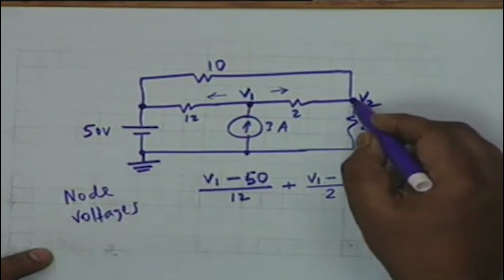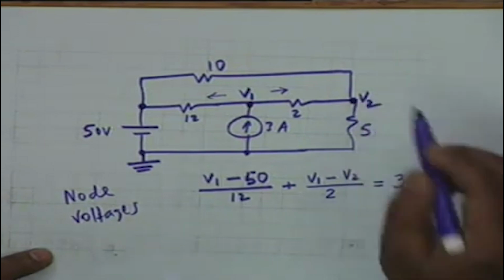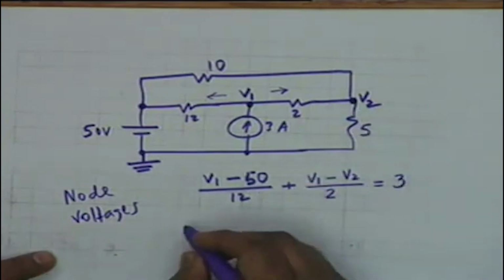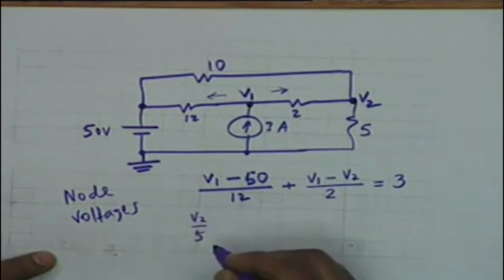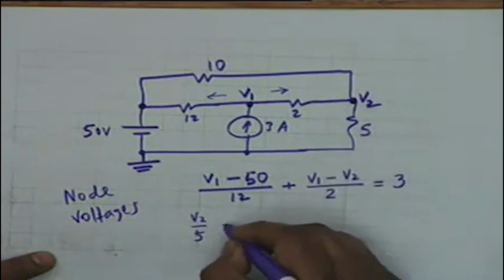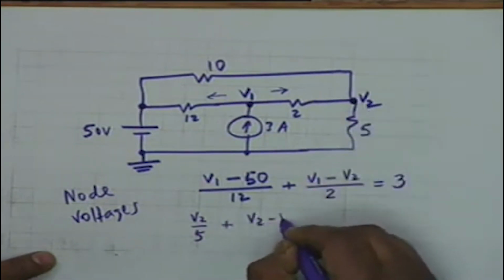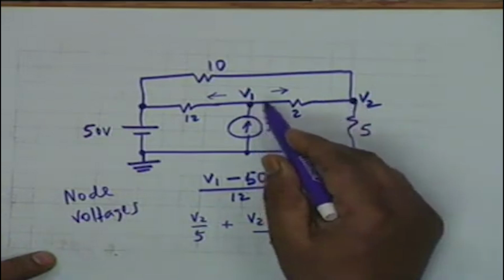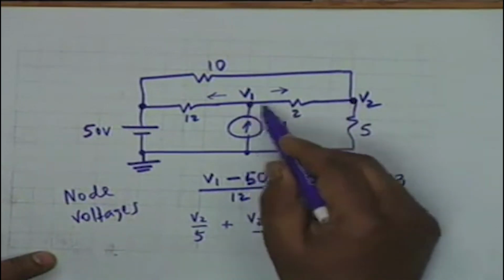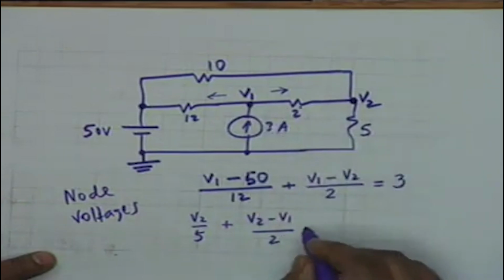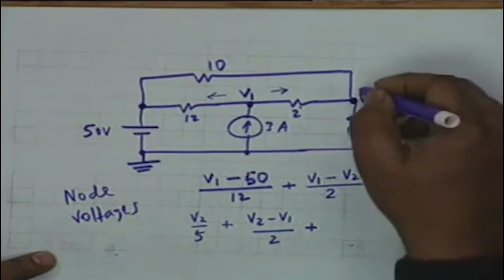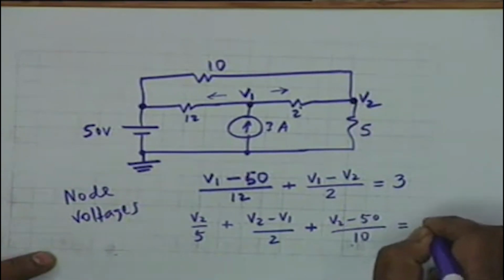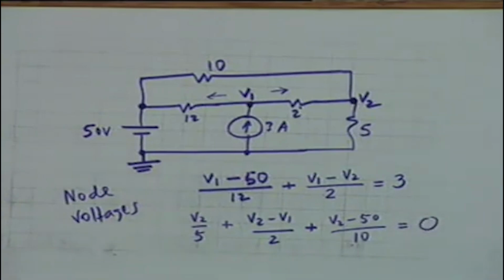The other equation will be at node 2, V2, and you see the currents that are leaving this junction are firstly V2 by 5, then plus (V2 minus V1) divided by 2. This is the current that leaves V2 and goes towards V1. Then plus, there is only another current which is (V2 minus 50) divided by 10. This should be equal to 0. There is no current generator here.